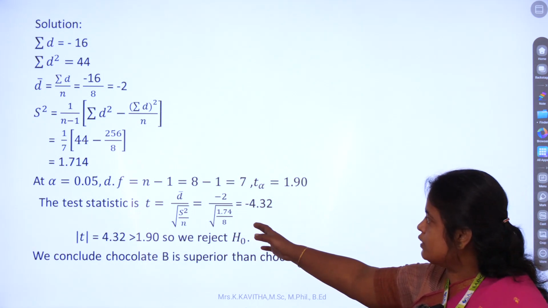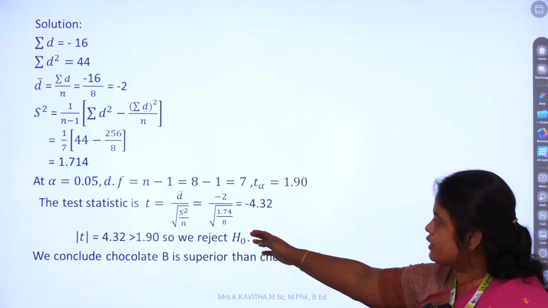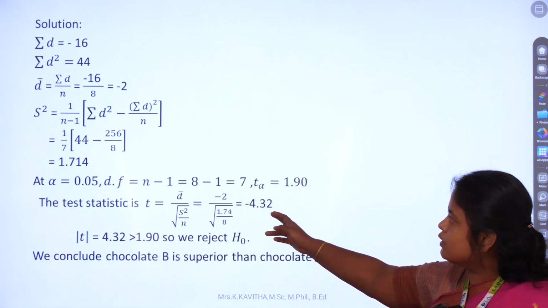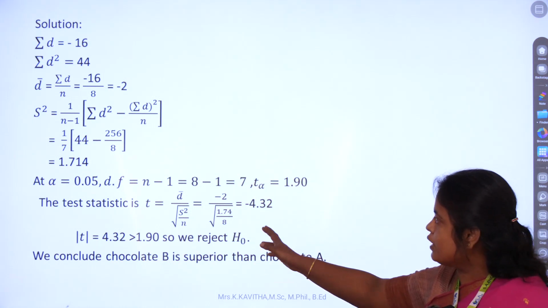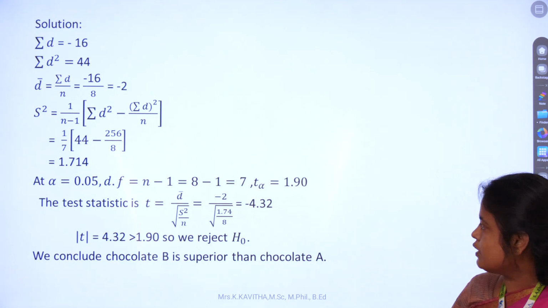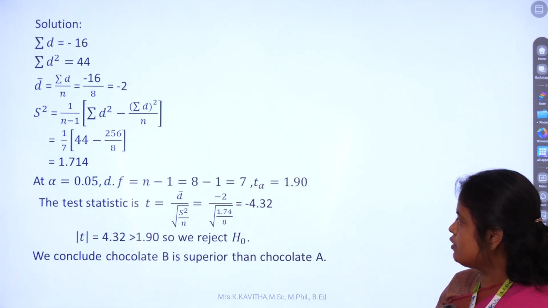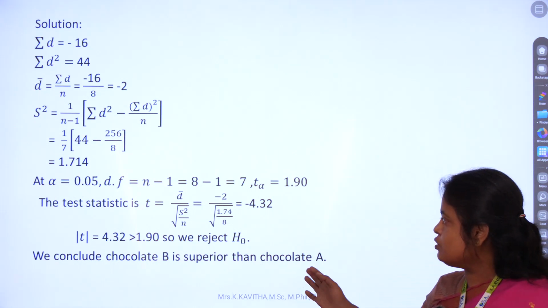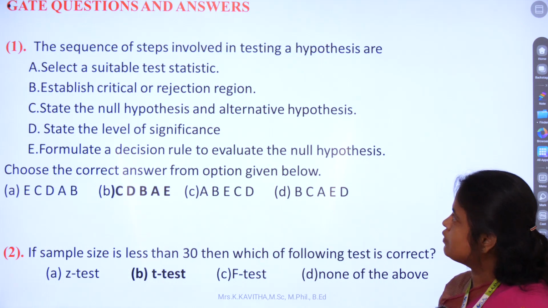Then we calculate the test statistic t equal to d bar by root of s square by n, where d bar equal to minus 2, s square equal to 1.714, n equal to 8. Therefore, the calculated value t equal to minus 4.32 and the table value t is 1.90. So, we will be rejecting the null hypothesis.